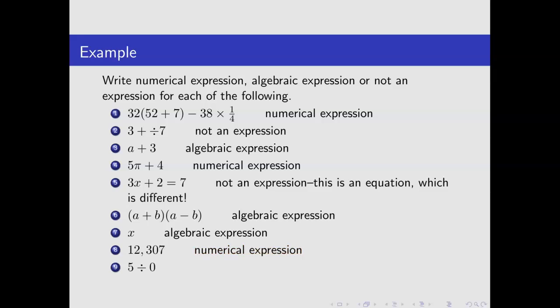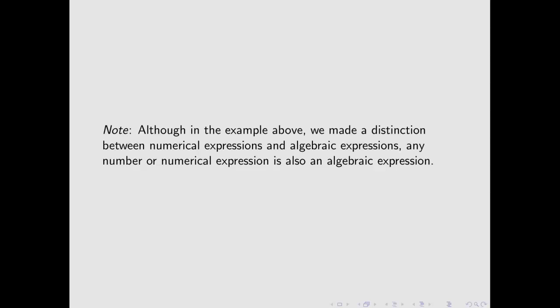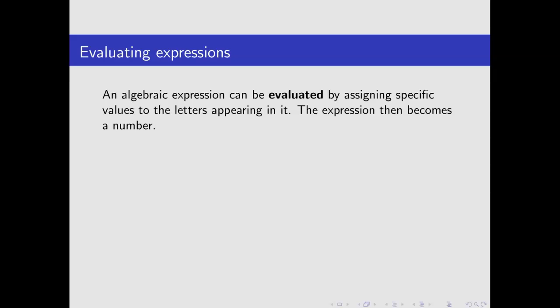5 divided by 0. Although this appears like it should be a numerical expression, it is not, because to be a numerical expression, we have to be able to get one single numerical value for it, and we cannot here, because this is undefined. And similarly for y divided by 0, it appears to be an algebraic expression, but it is not defined, so it is not an expression. And just as a note, although we were making the distinction between numerical expressions and algebraic expressions, technically any number or numerical expression is also an algebraic expression.